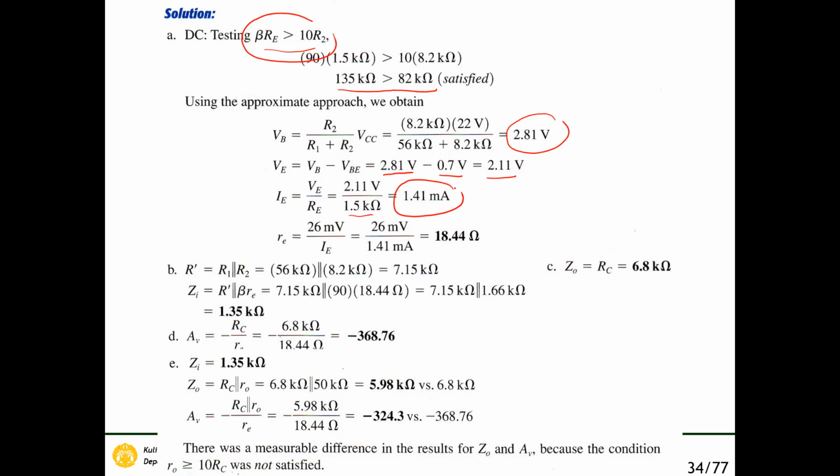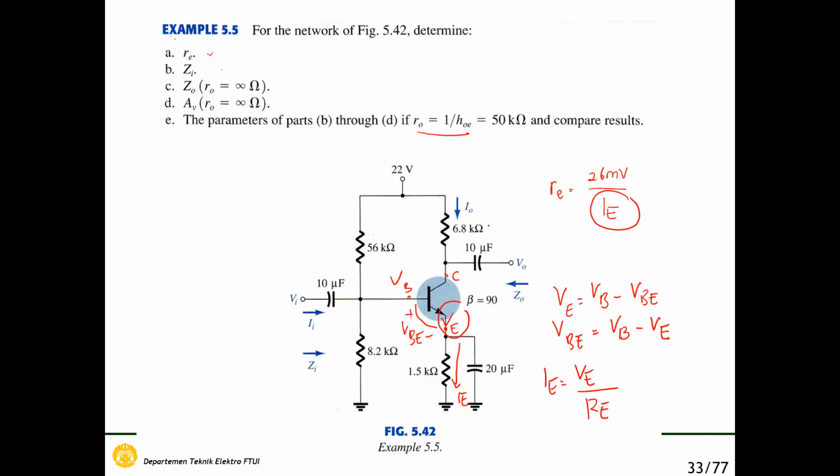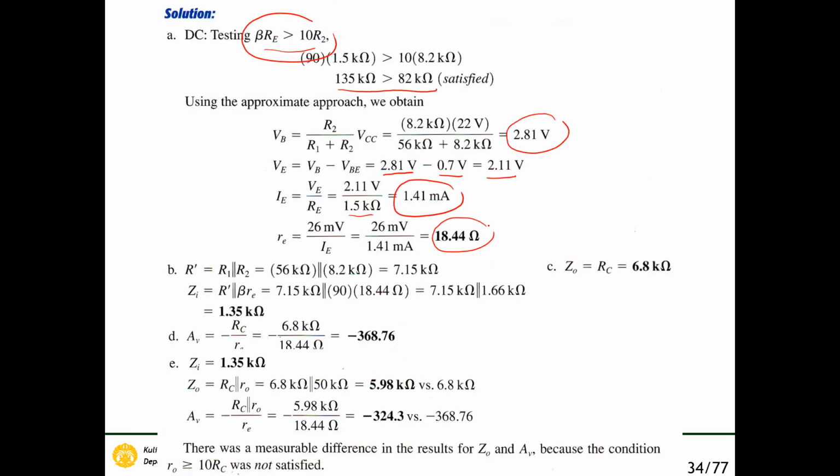So re is 26 millivolt per IE, and we got that 18.44 ohm. And then number B is the Zi. Okay, we know that Zi is the parallel of R1, R2, and beta re. So the first one, we determine the R prime. We got that R prime is R1 parallel to R2, which is 7.15 kilo ohm. And then Zi is R prime parallel to beta re, so we got that 1.35 kilo ohm.